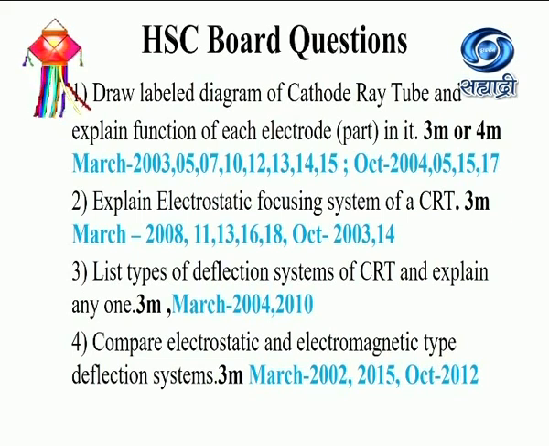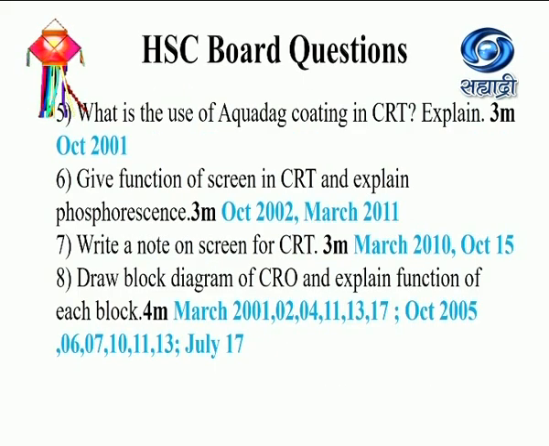Fourth question, compare electrostatic and electromagnetic type deflection system for 3 marks. So in this question, you have to compare these 2 types of systems on 6 points. So you have to write down at least 6 points for 3 marks. Next, what is the use of aquadag coating in CRT?